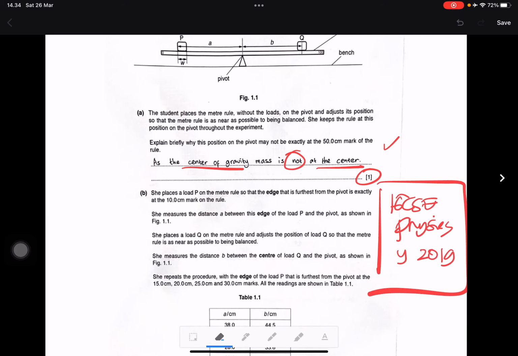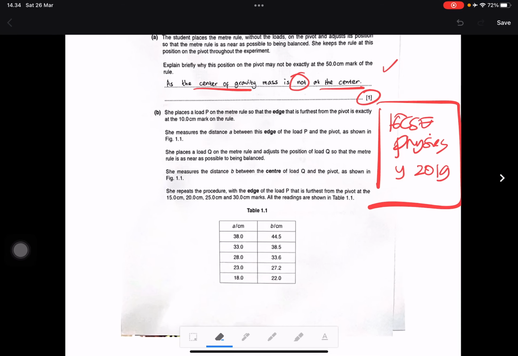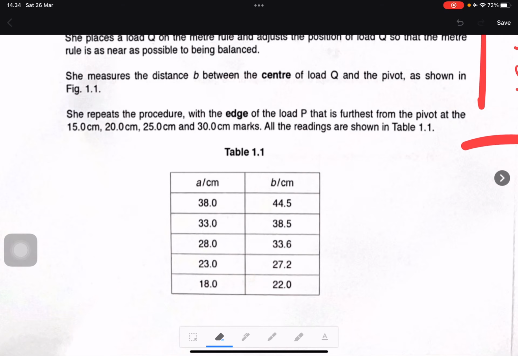She repeats the procedure with the edge of load P furthest from the pivot at 15.0, 20.0, 25.0, and 30 centimeters. All the readings are shown in table 1.1. This is A in centimeters on the left side and B in centimeters on the right side.